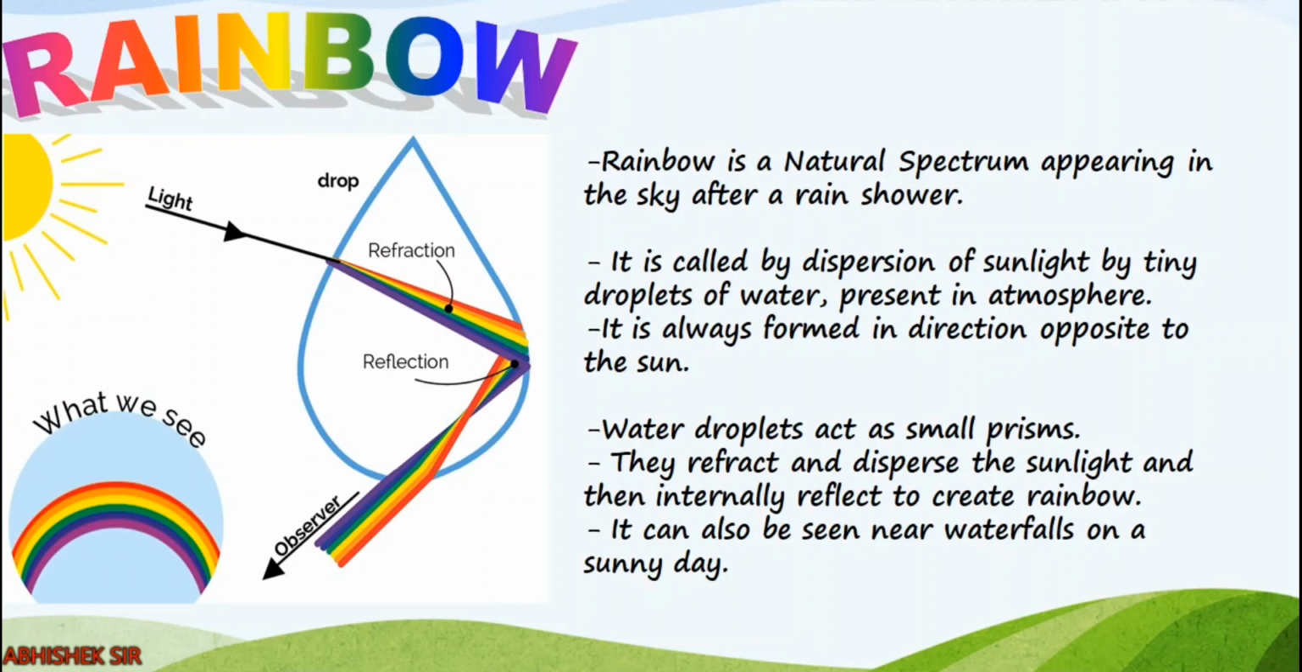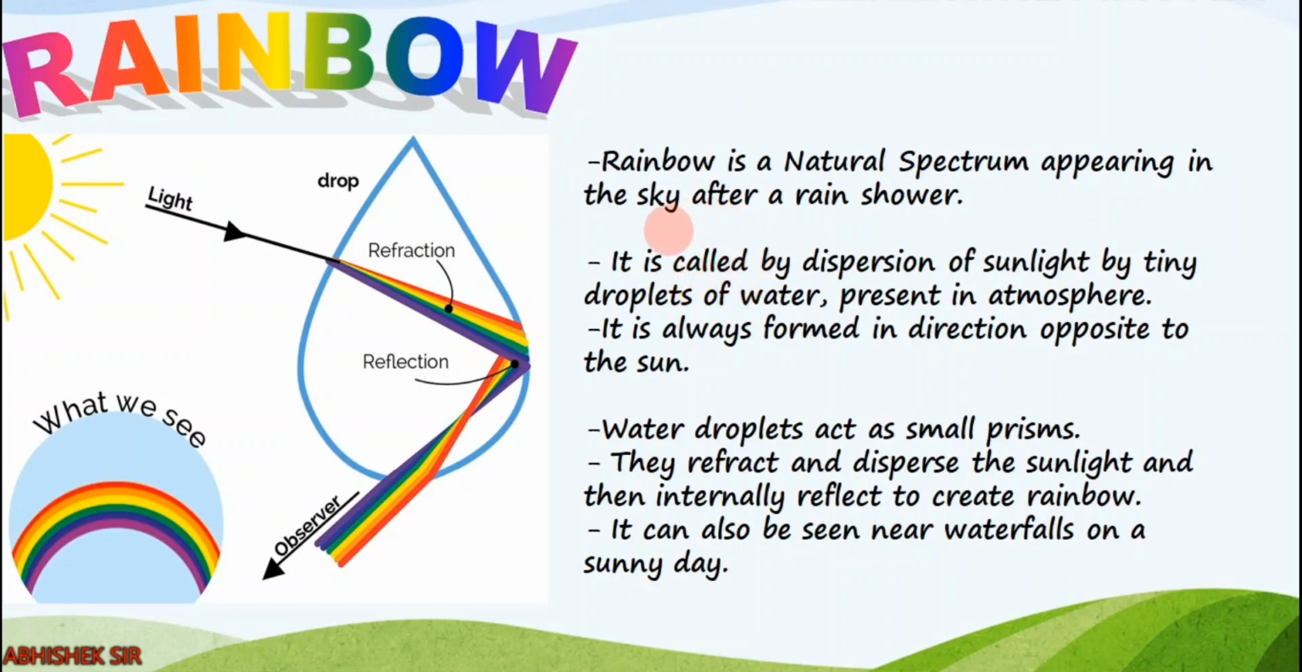So the first point is: rainbow is a natural spectrum band of 7 colors appearing in the sky just after a rain shower. Just after rain, when sunlight is there, you can see the rainbow. It is caused by dispersion of sunlight by tiny droplets of water present in the atmosphere. So just after a rain shower we have tiny droplets of water, and when sunlight is there, that sunlight goes inside the droplets. You see, focus on the figure.